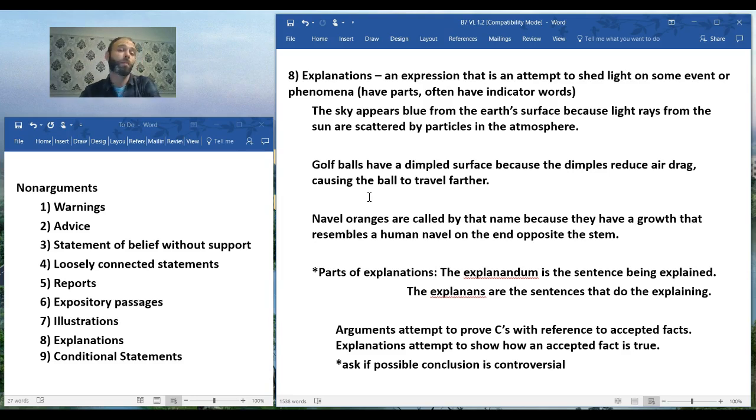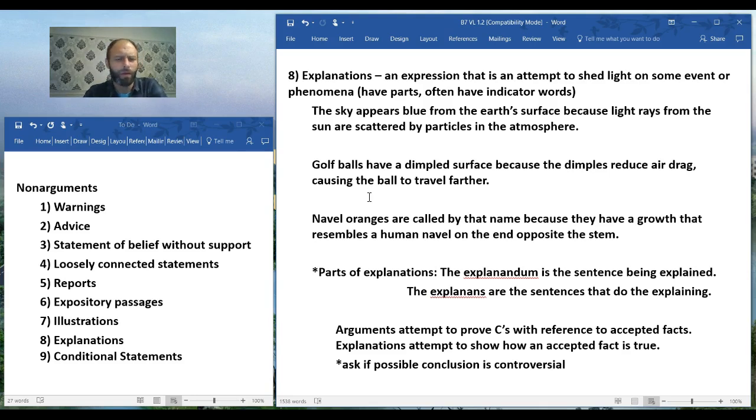Next passage is similar. Navel oranges are called by that name because they have a growth that resembles a human navel on the end opposite the stem. Now, again, we have that word because. You'll very frequently see that in explanations. So if this was an argument, then what came after the because would be the premise. They have a growth that resembles a human navel on the end opposite the stem. And the conclusion would be navel oranges are called by that name.